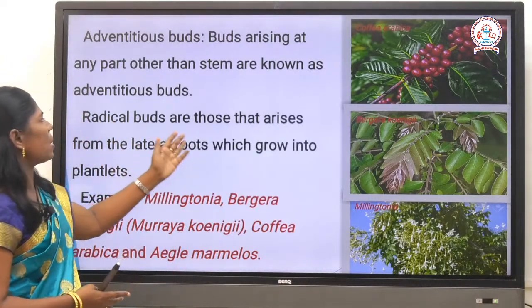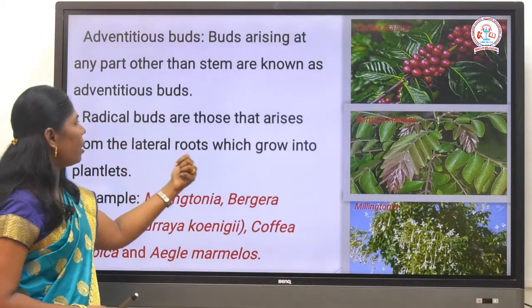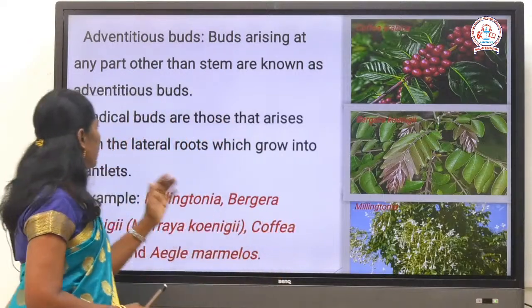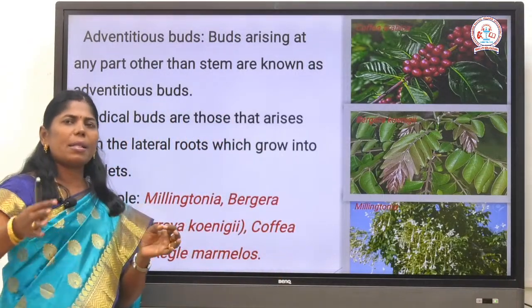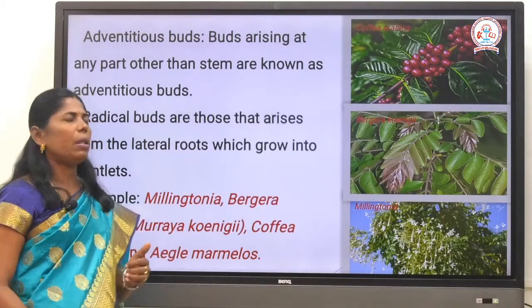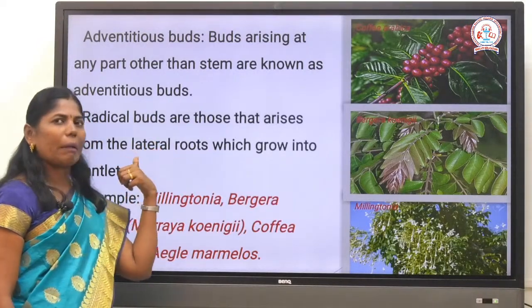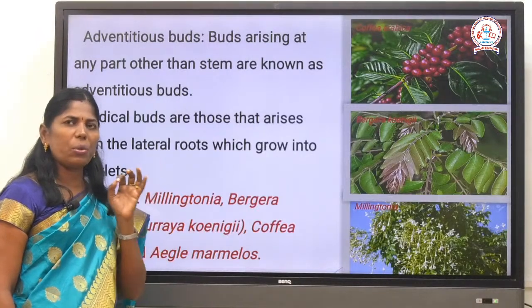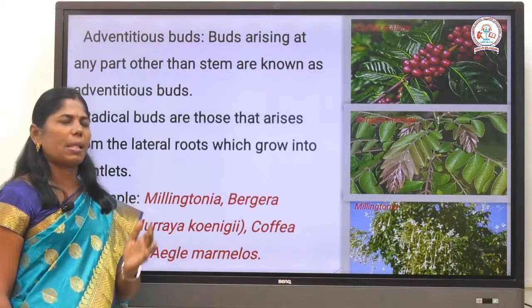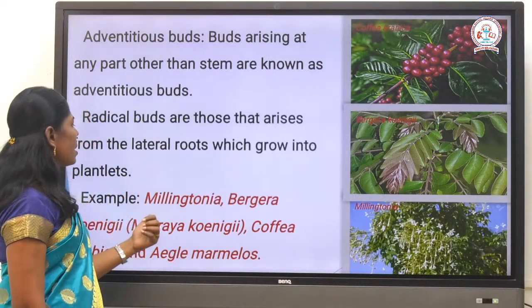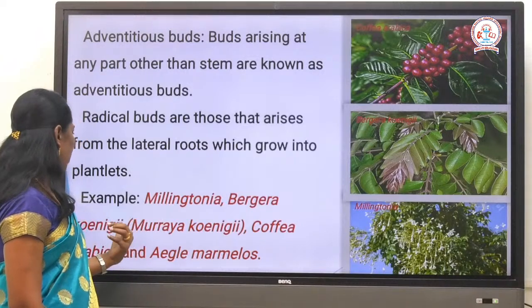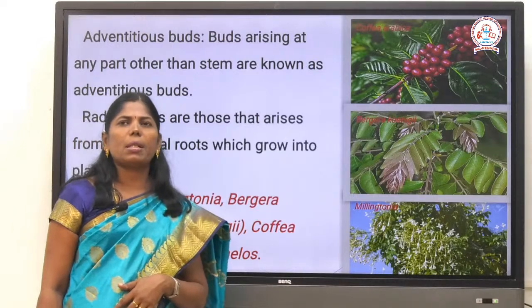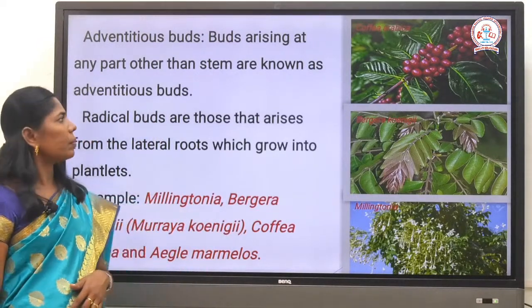The next one is radical buds, those that arise from the lateral roots and grow into plantlets. As I said, lateral roots arise from the pericycle. So that is called a radical bud. Where does a radical bud start? From the lateral roots. Where do lateral roots start? From the pericycle. Examples are Millingtonia, Bergera, Coffea arabica, and Eagle Mammalus; these are all examples of that.